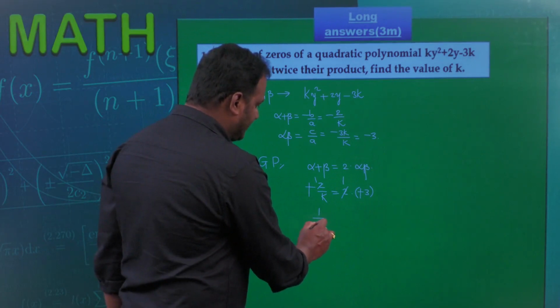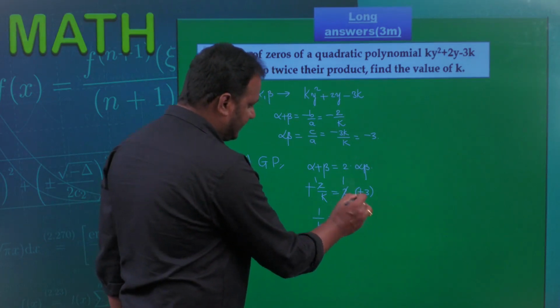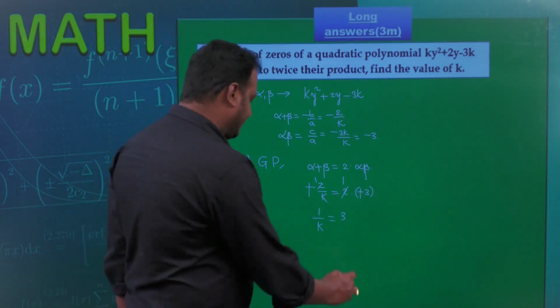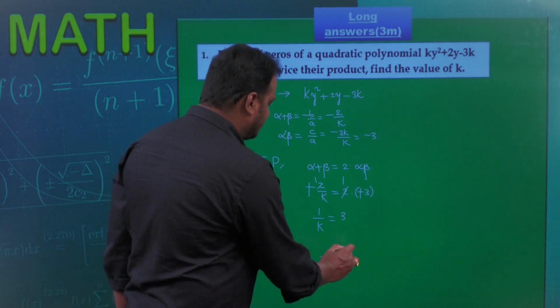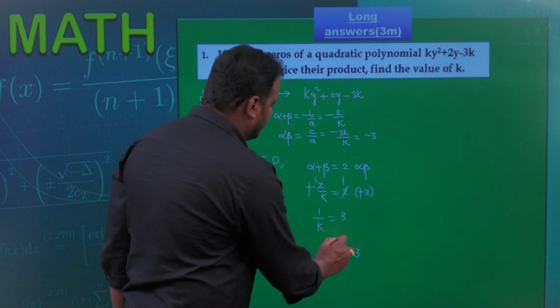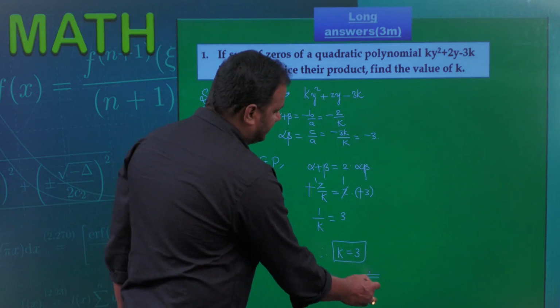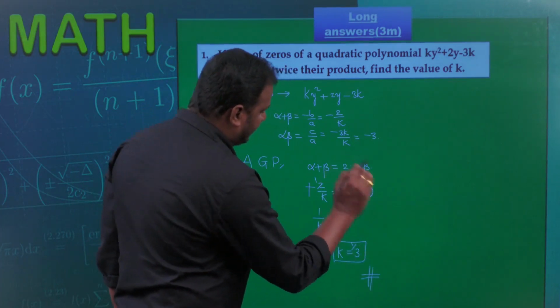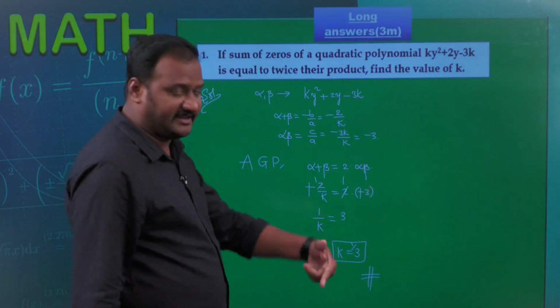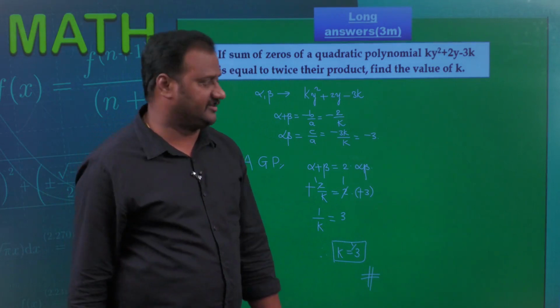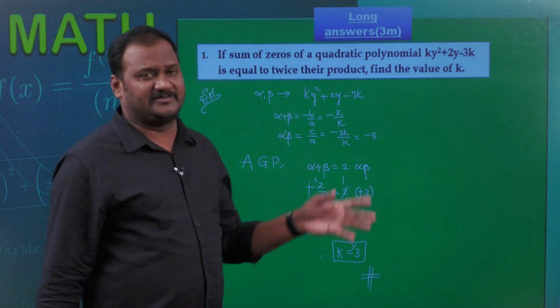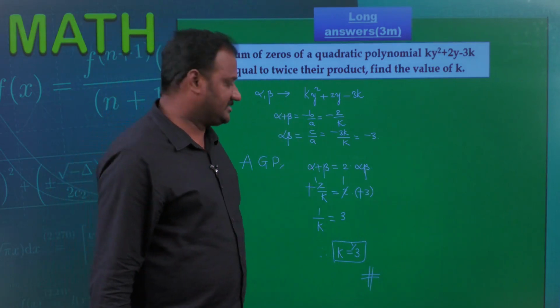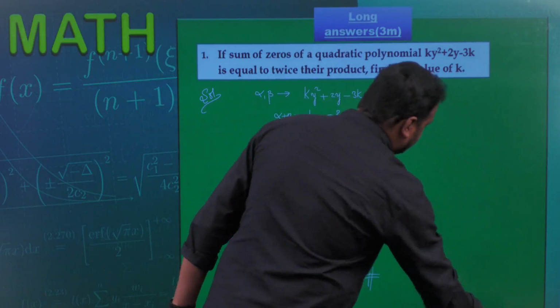So finally 1 by k is equal to 3. If 1 by k is equal to 3, therefore the value of k is equal to 1 divided by 3. Because 1 by k equal to 3, so k is equal to 1 by 3 obviously. So such a simple problem given for 3 marks. Right? So moving on to the next problem.